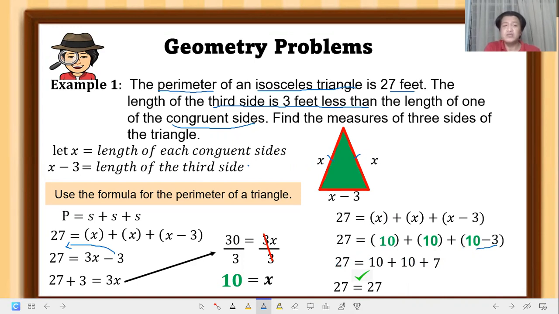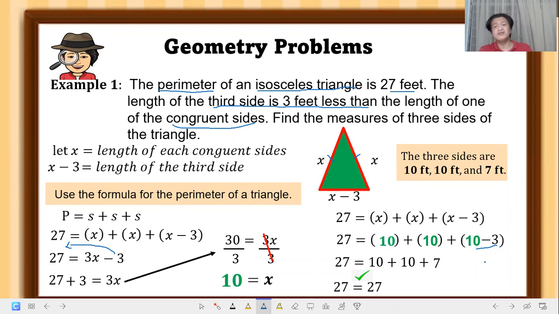Okay, but the question is, what are the three sides of a triangle? That is 10, 10, and 7 feet. Kasi ito, ni-replace mo lang siya, di ba? 10, tapos 7, minus mo sa 10, kaya that is 3, yung minus mo yung 3 dun sa 10, kaya 7 yun. Kaya that is the answer.